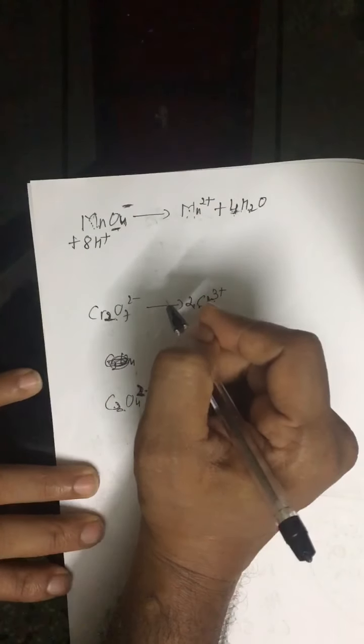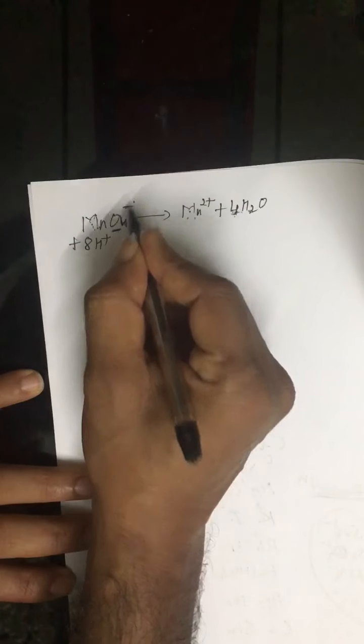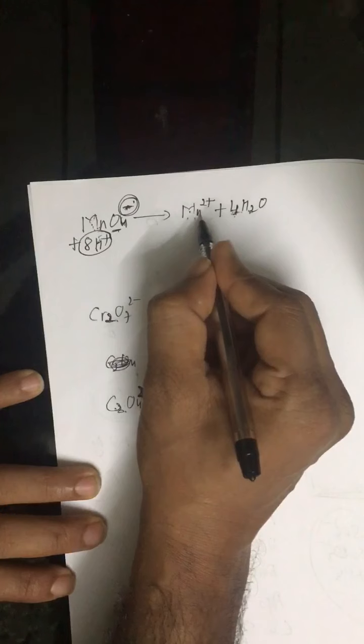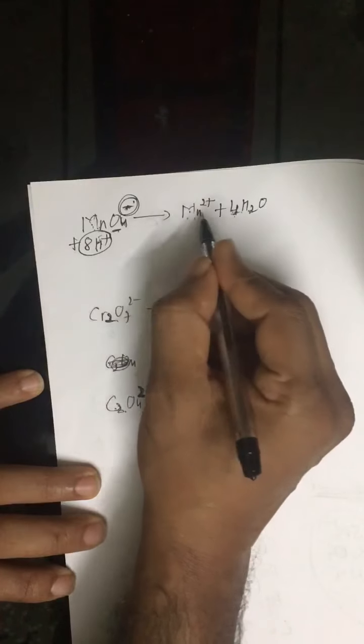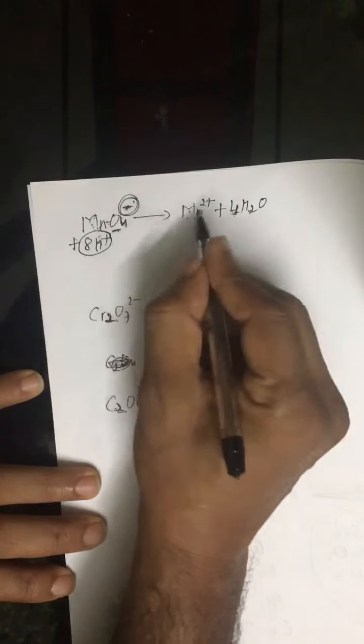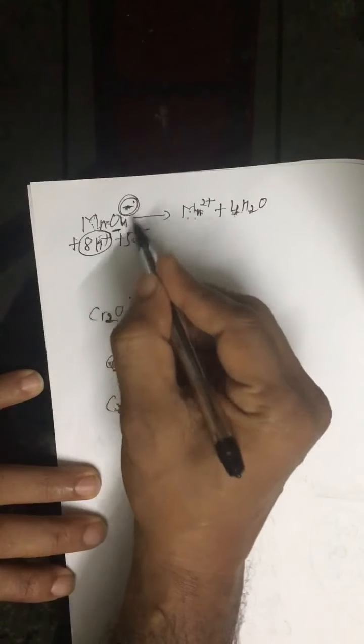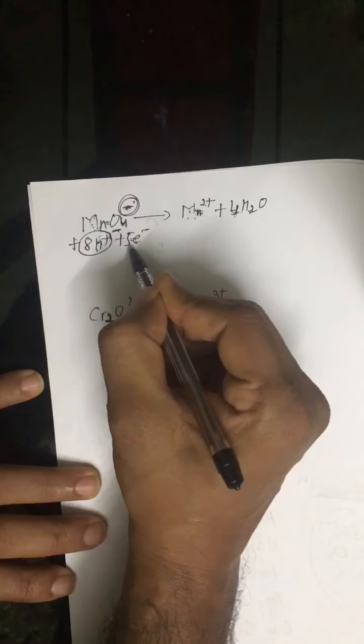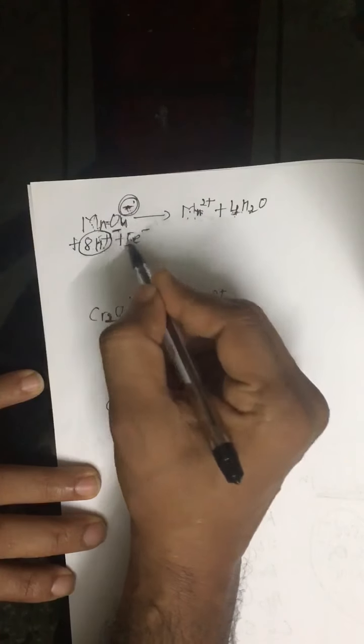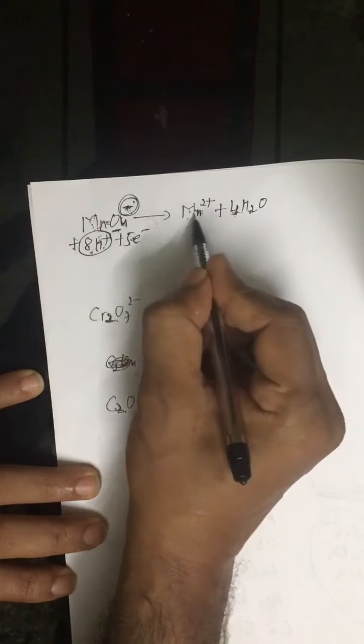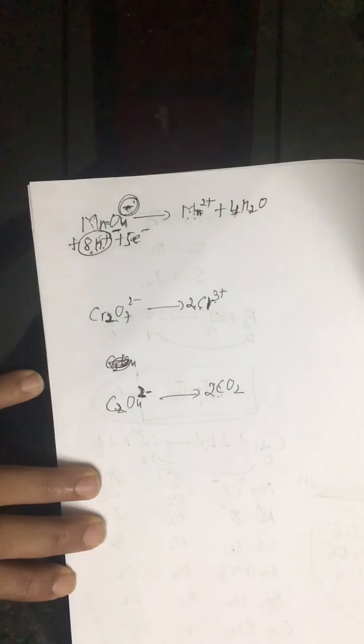Finally, we balance electron. How to balance electron? See, it is 8 positive and 1 negative. So how many positive charges are there on left hand side? 7 positive. And on right hand side, how many positive charges are there? 2 positive. So positive charges should be same on left hand side and right hand side. So we write 5 of electron. So now see, it is 3 negative and 8 positive, 6 negative and 8 positive. So 2 positive charges on left hand side, 2 positive charge on right hand side. This is how we balance.